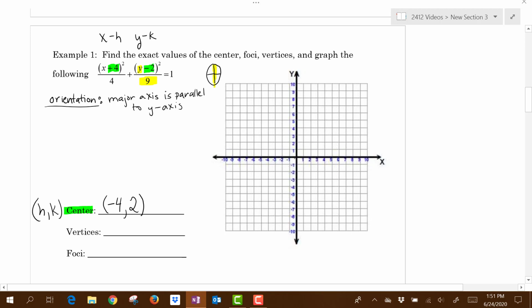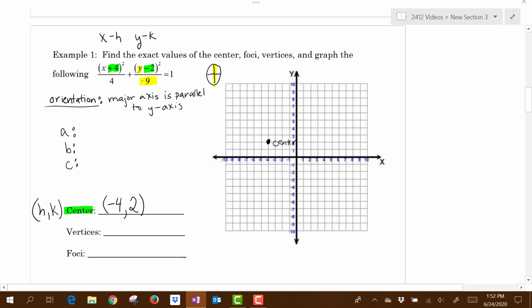We can go ahead and graph that. -4 for the x, +2 for the y, so there's the center. Put C for center, or we can actually write out the word center. Let's do that. In order to figure out the vertices and the foci, we need to figure out A, B, and C. So what are the values of A, B, and C?